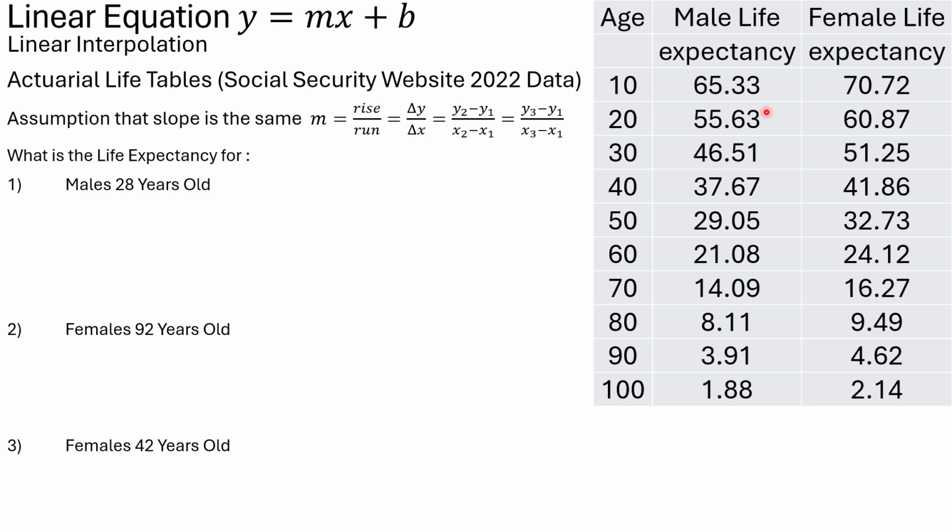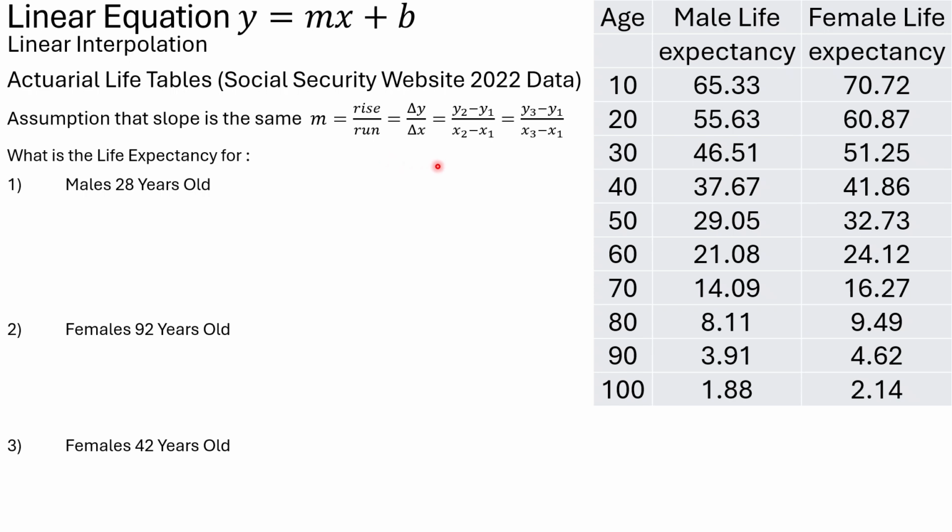In the website, it gives you every single age, but just for the purpose of practicing linear interpolation, I'm giving you the percentages at every decade. So remember, we're going to use slope as a way of doing this linear interpolation. The idea is we're basically drawing a linear line between two known points given here and trying to find a point in between those two points using that same line equation. So that's why we're using slope.